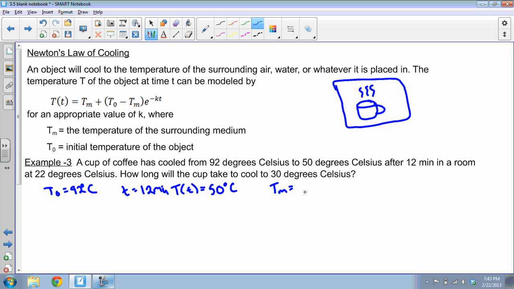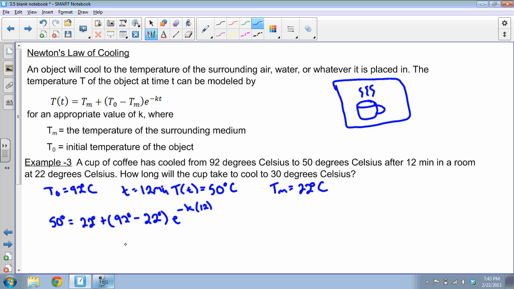We're going to use this all to find k, and then we'll be able to plug it all back in and figure out how long it's going to take for the cup to cool to 30 degrees Celsius. So T of t is going to be 50 degrees. T of M is 22. T of 0 is 92, minus T of M is 22, times e to the negative, we're trying to find k, and then this is taking 12 minutes.